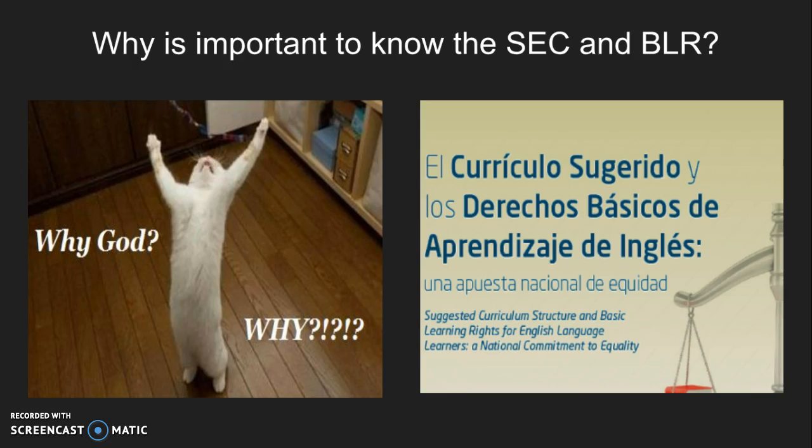Why is it important to know the SEC and the BLR? It is important to know because the basic learning rights and the suggested English curriculum are useful tools for the educational community. For teachers, it will be a working instrument that will strengthen and enrich the practice in the classroom. This tool will be useful so that teachers can plan more interesting classes and develop learning with all the students, in order to continue closing gaps and further improve the quality of education.